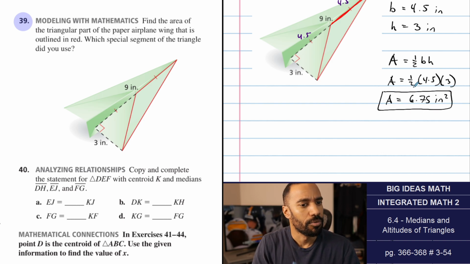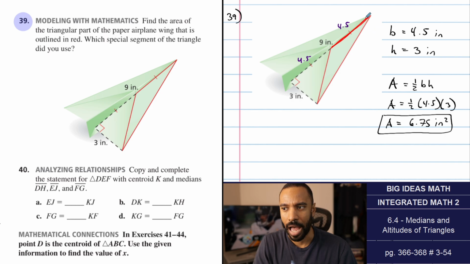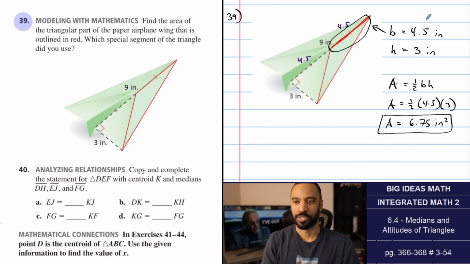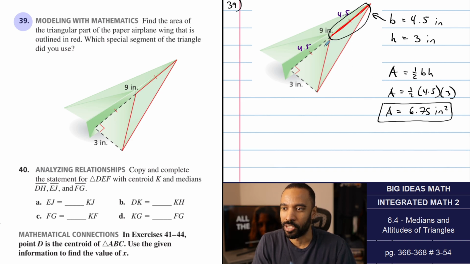Now they asked another question. Which special segment of the triangle did you use? That one. I don't know if that helps, if that's what they meant. But yeah, the triangle is the one in red. The dotted lines are just abstract figures from that.